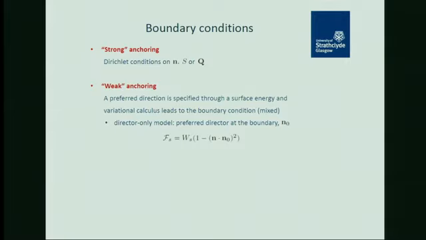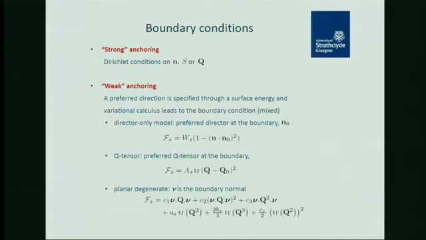In a director-only model, the classic form of that surface energy is this: some anchoring constant W, and then a function which is minimized when n equals the preferred direction n0. And for the Q-tensor, we can write down something very similar, which is minimized when Q equals Q0. So there's a preferred direction, and if I go away from that preferred direction, my energy increases. The energy I'm going to use is what's called planar degenerate.